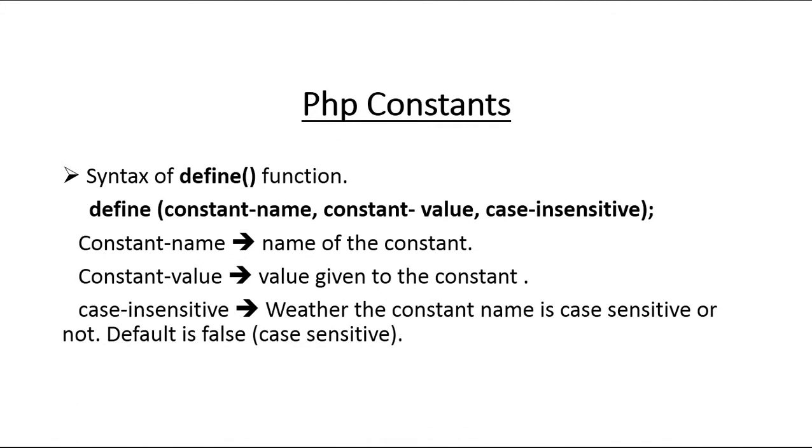Here is the syntax of the define function. The define function holds three parameters. First one is the constant name, second one is the constant value, and third one is case insensitive. The third parameter is actually a boolean one. The default option is false. That means it is not case insensitive.